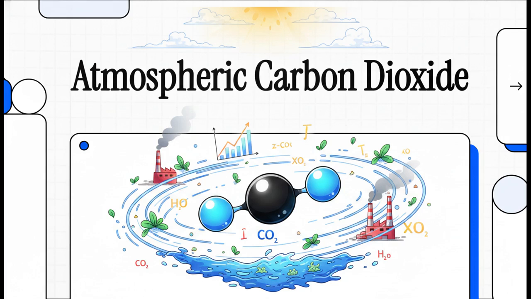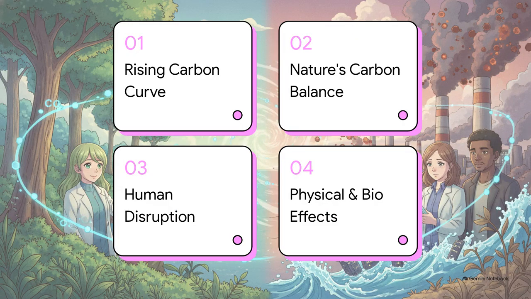Let's get started. Here's our quick roadmap for today. First, the rising carbon curve. Second, nature's delicate carbon balance. Third, the anthropogenic disruption. And finally, we'll wrap up with the physical and biological consequences.